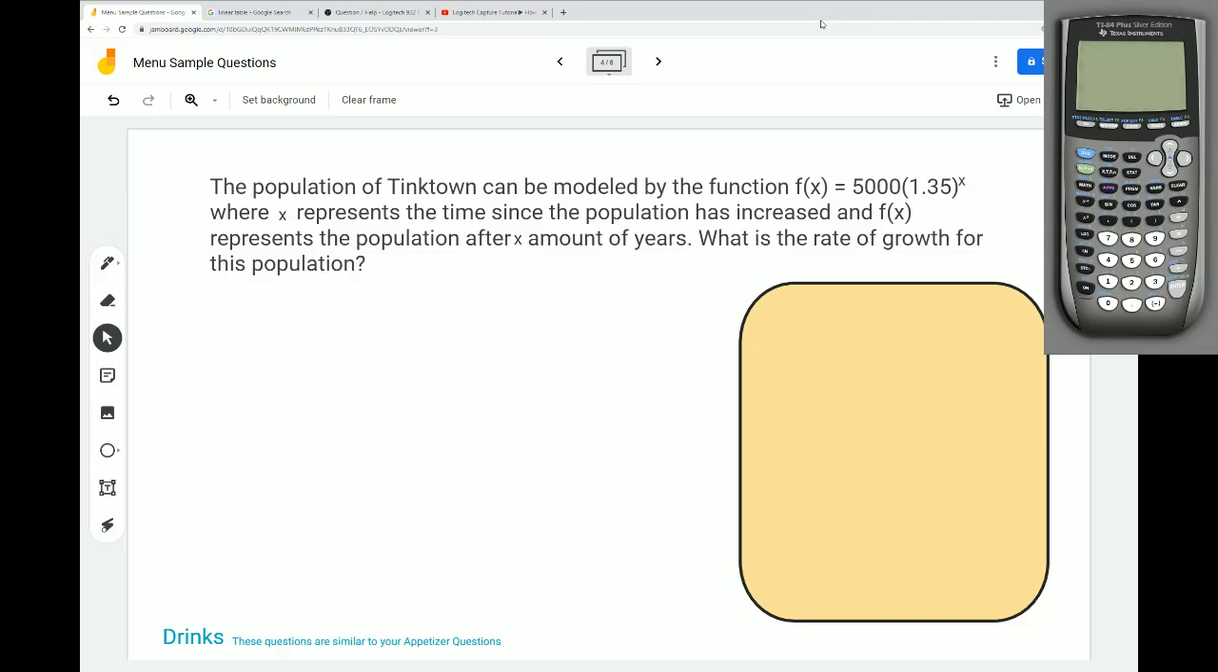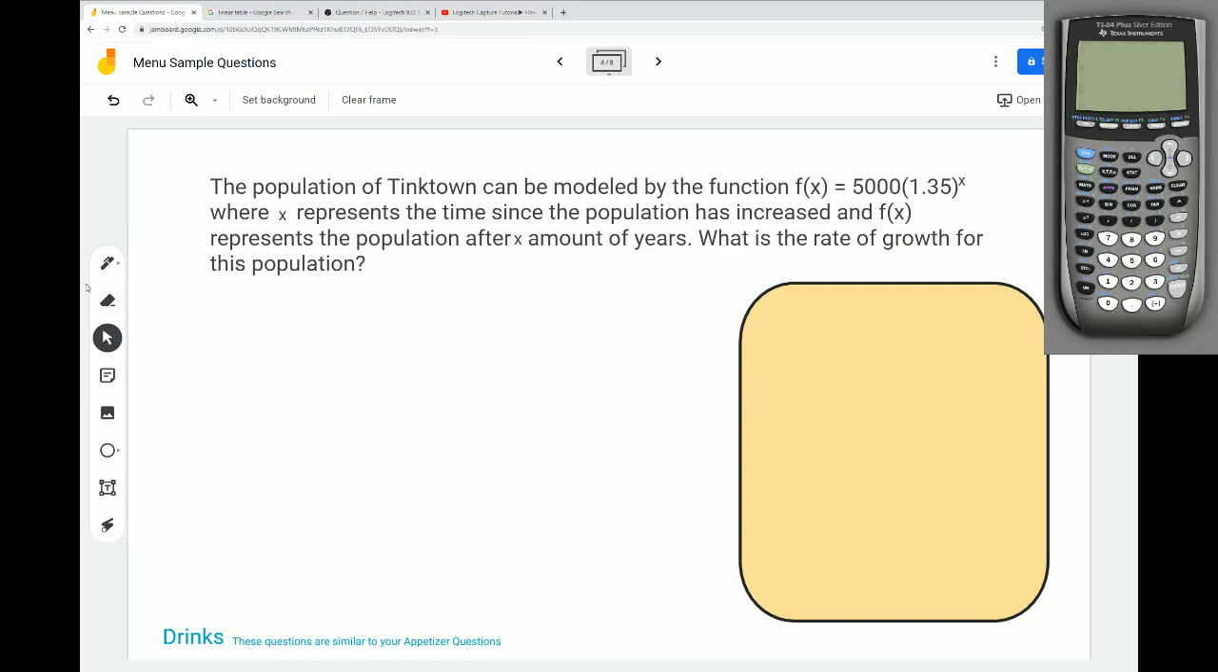Okay, now we're going to take a look at examples of the drinks problems from the menu project. So this is one example. The population of Tink Town can be modeled by the function f of x is equal to 5,000 times 1.35 to the x power, where x represents the time since the population has increased, and f of x represents the population after x amount of years. What is the rate of growth for this population?